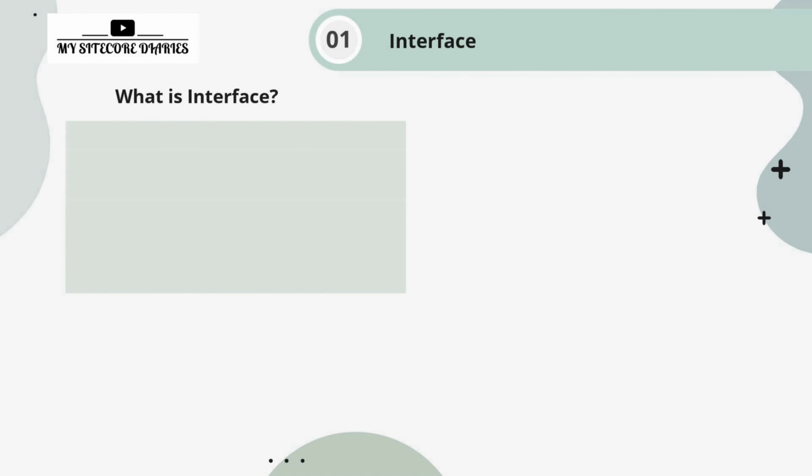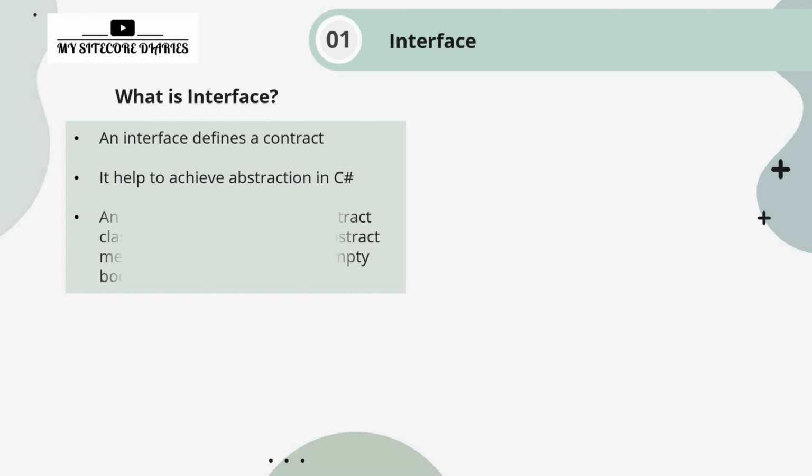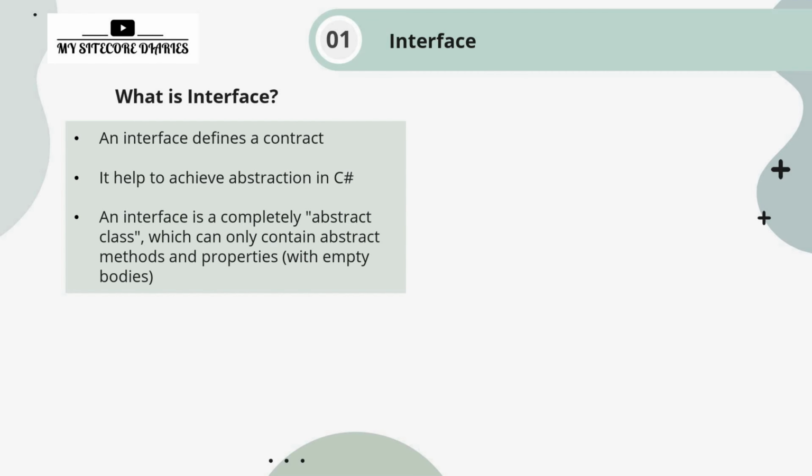What is interface? An interface defines a contract. It helps to achieve abstraction in C#. An interface is a completely abstract class which can only contain abstract methods and properties. So it will have only the abstract methods and properties. What do you mean by abstract method and property? Which doesn't have any bodies. It's an empty body. It's just a definition or just a signature of the methods and properties.